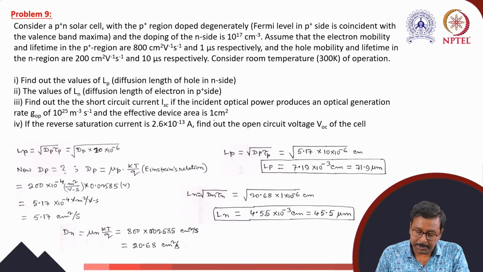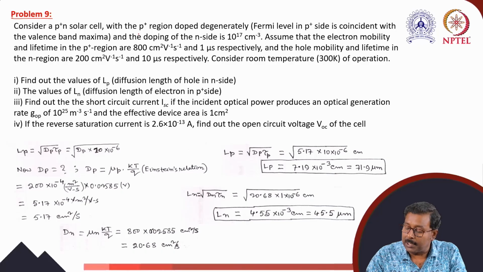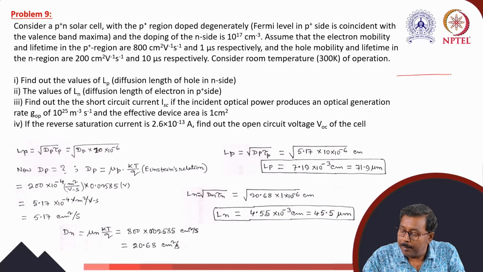Effective area is given, so it is easy. If the reverse saturation current is given, find out the open circuit voltage. Similar problem, but here it is a P plus N junction.